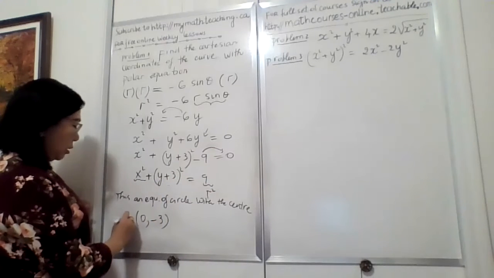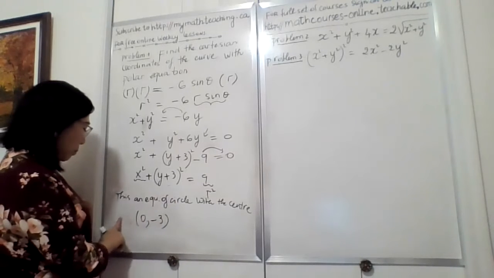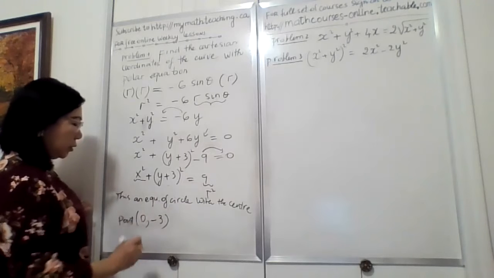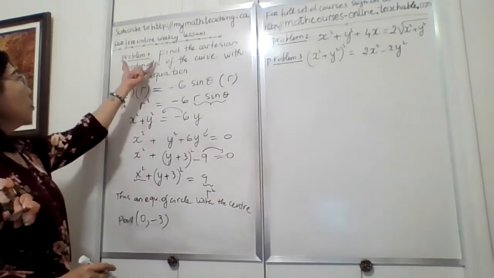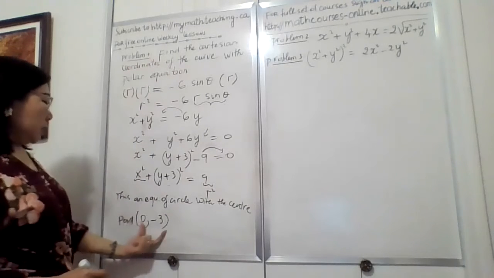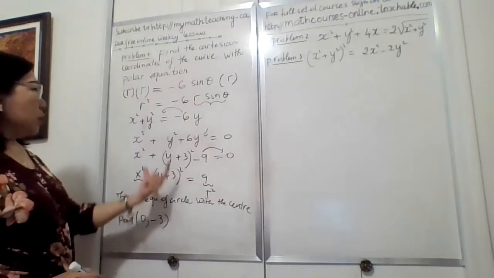So the circle will go through this point, right? Because this is one point on the circle. This is actually the center point of the circle. So now you'll be able to do this. It says find the Cartesian coordinate. So this is the Cartesian coordinates of the curve with polar equation.